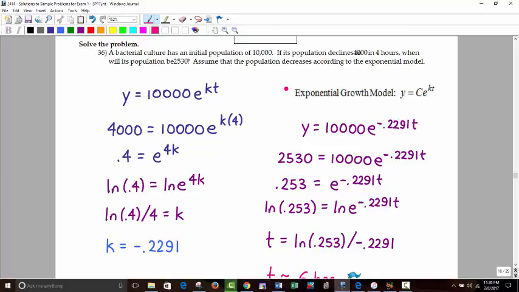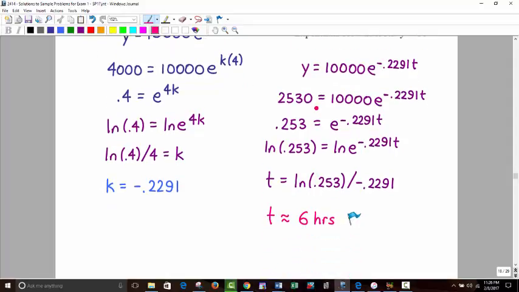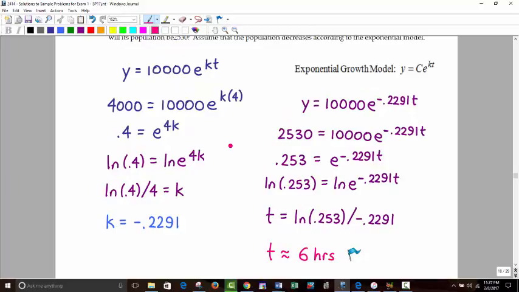Same kind of idea. So we have 10,000 initially, so y equals 10,000 e to the kt. I need to be able to solve for k. The population is declining here, so 4,000 will equal 10,000 e to the k times 4. 4,000 divided by 10,000 is just 0.4. So we have 0.4 equals e to the 4k. Natural log both sides. So k would equal natural log of 0.4 divided by 4, which is negative 0.2291.